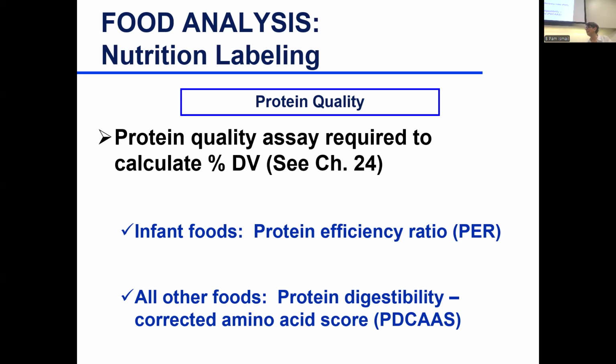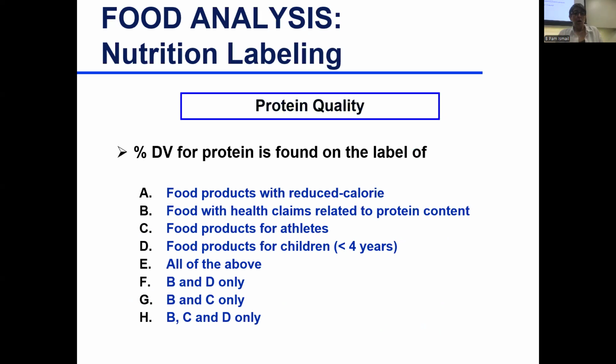But if you're consuming, let's say, pea protein, PDCAS is 0.8. So 10 grams of pea protein is really 8 grams that can be nutritionally beneficial to us. So 8 out of 50, do the math, what is it? 16% probably of daily value. Okay? So this is how it is. It's not the actual grams of protein, it depends on how digested that protein is, how complete that protein is. So we talked about this earlier, percent daily value for protein is found on the label with reduced calorie. No, it's not related. Everything else is correct.